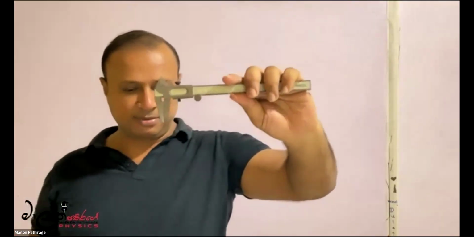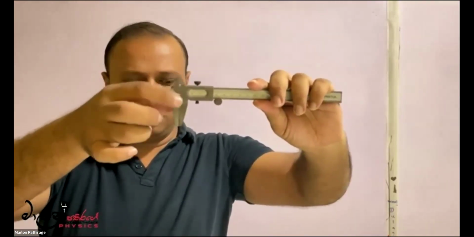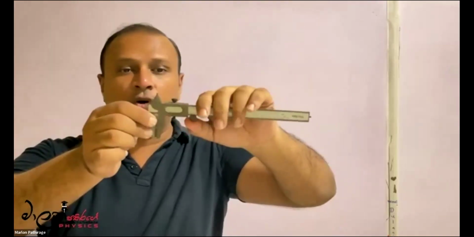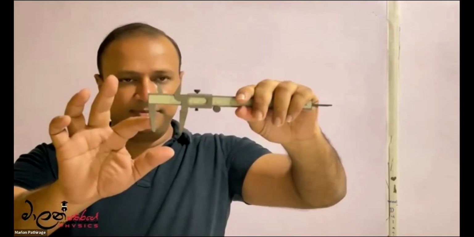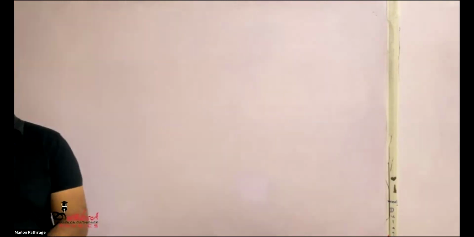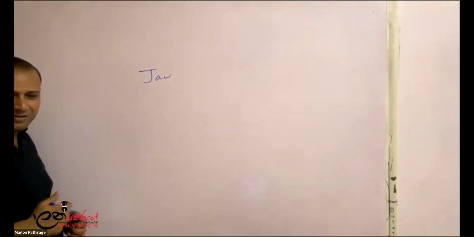You can see there are two types of something like jaws. Normally we call them jaws. J-A-W, jaws.